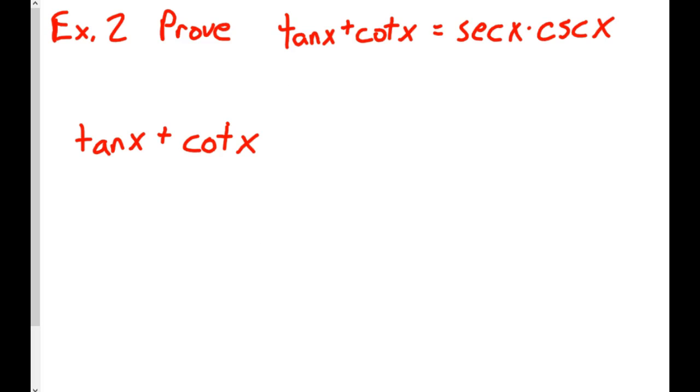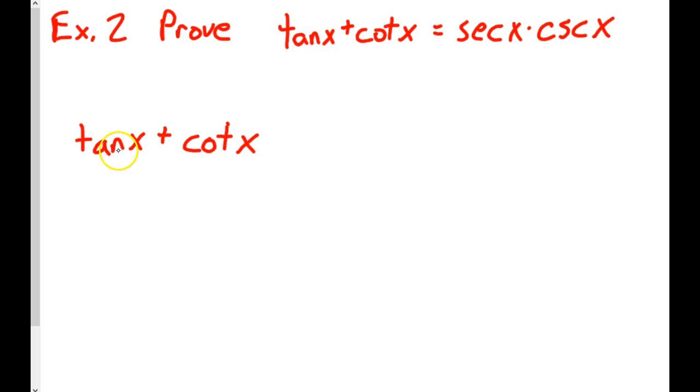Example 2, now we want to prove this trig identity. Tangent of x plus cotangent of x is equal to secant x times cosecant x. When trying to determine which side is more complicated, looking on the left side, we have 2 terms. On the right side, this is 1 term. So if we have more terms on one side of the equation, that's generally more difficult. So we're going to start with the left side of this equation, tangent x plus cotangent x.